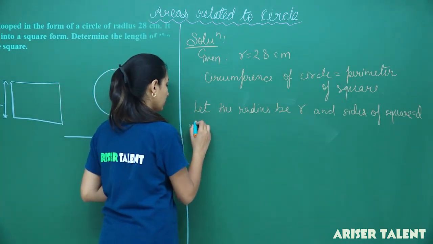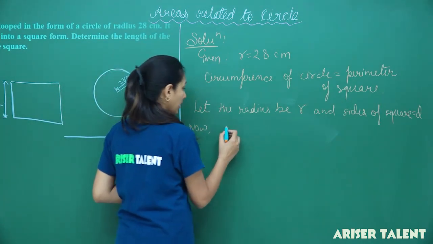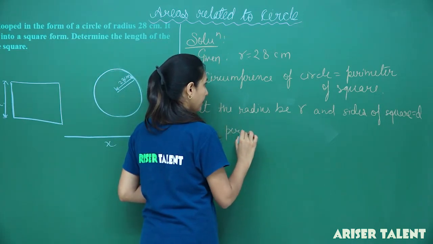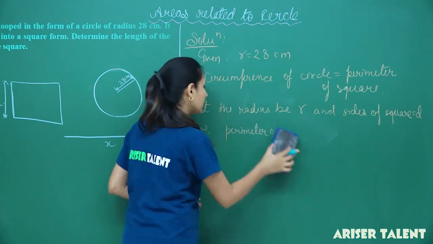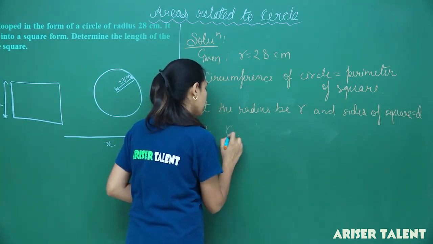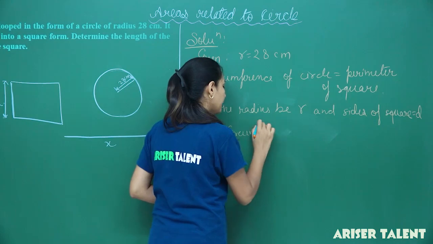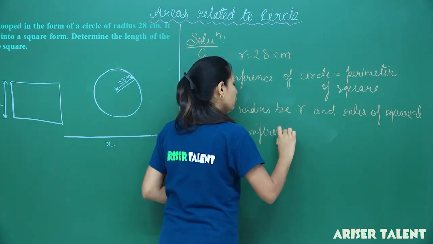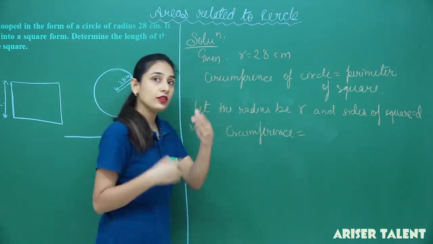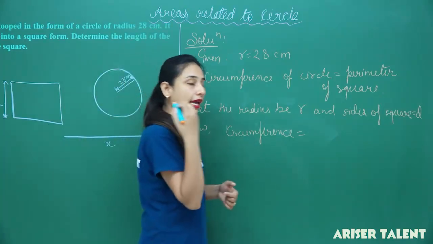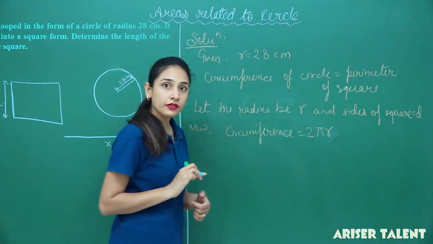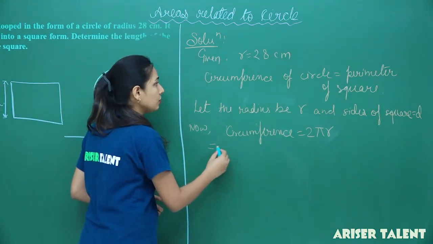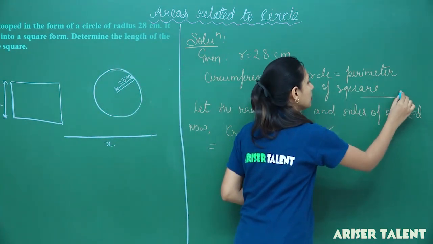Now the perimeter, or we can write here, circumference equals to what, student? You know this. This will always be equal to 2 pi r. Okay, so 2 pi r. Now r is given, so I can write it as equation 1.